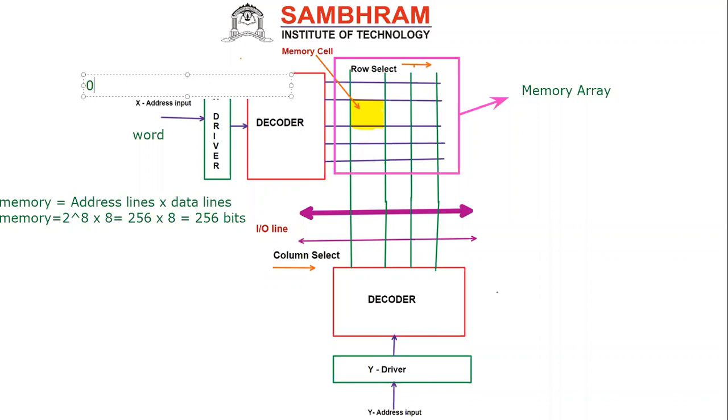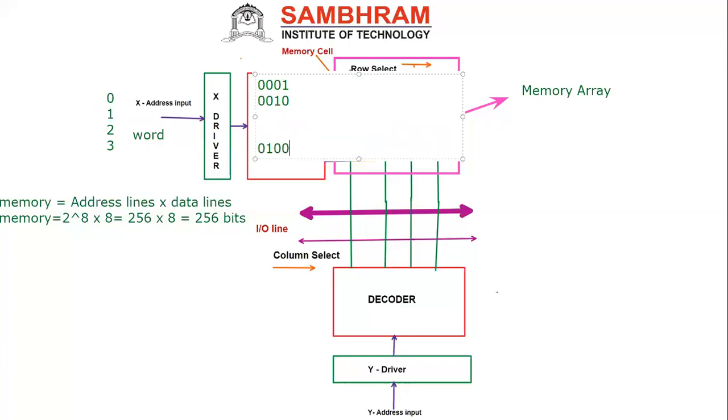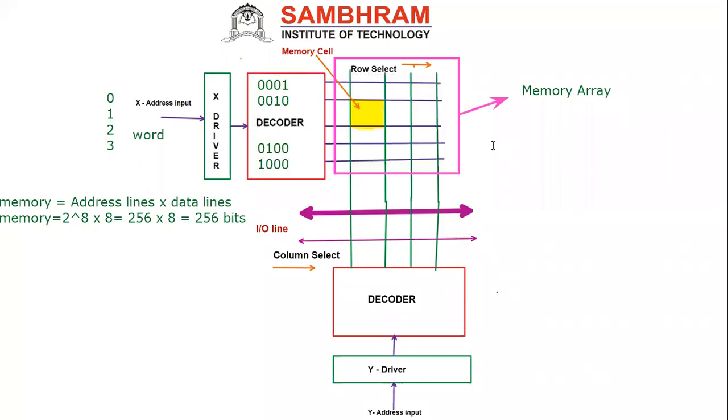So 0, 1. These are the address lines. Like this will be the address lines. 0, 1, 2, 3. This is my address lines. Then how will your decoder be? For 0, it will be 0, 0, 0, 1. Then for 1, 0, 0, 1, 0, then 0, 1, 0, 0, then 1, 0, 0, 0. So your decoder will be activated like this. It will select the row like this. Right, only one row will be selected.